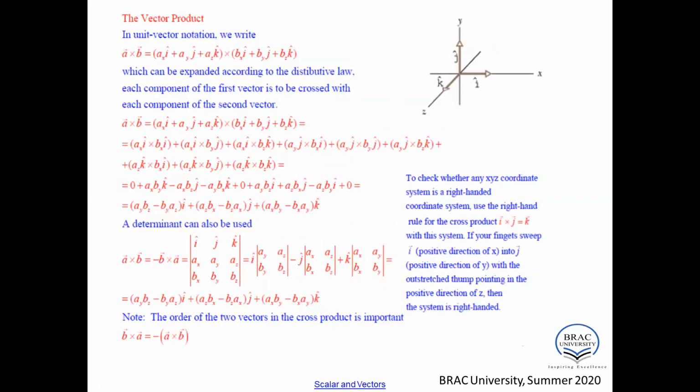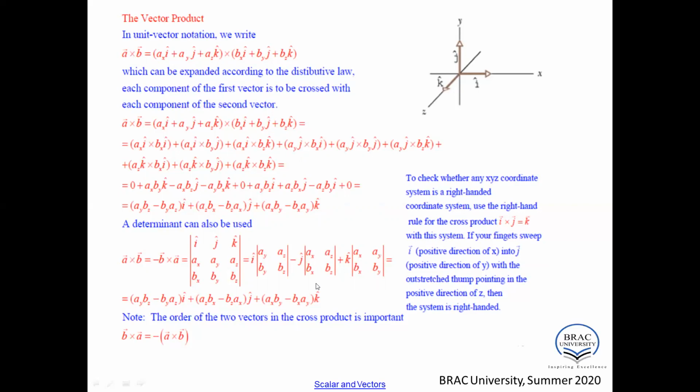Here there is a particular equation. How can we find the cross product of these two vectors? How can we calculate the cross product? Finally we need to remember this: A cross B is equal to (AyBz minus ByAz) into i plus (AzBx minus BzAx) into j plus (AxBy minus BxAy) into k. And here also A cross B equals minus B cross A.